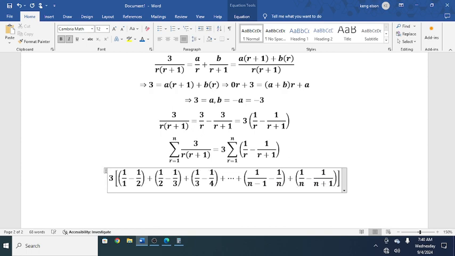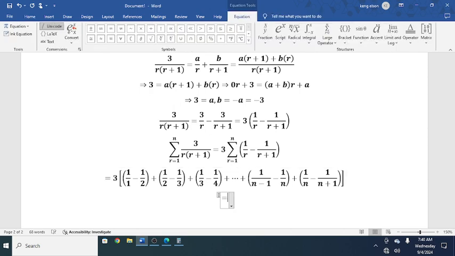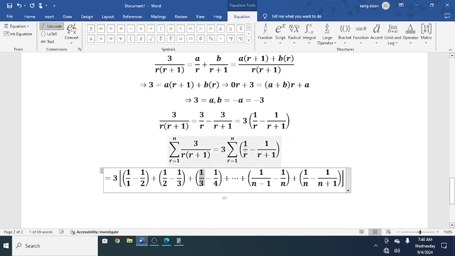So when I say it is telescopic, it is because of the fact that a negative term in the previous term cancels its positive term in the next term. So negative half plus half is 0. Negative 1/3 plus 1/3 is 0. If I replace r to be equal to 4, I'm going to have here 1/4 minus 1/5. So this negative 1/4 will cancel with the next 1/4.